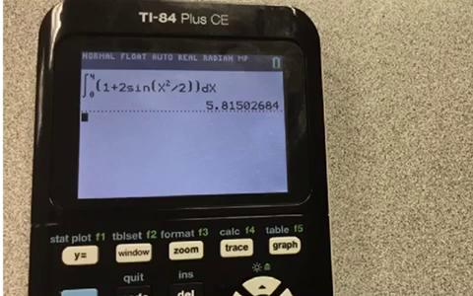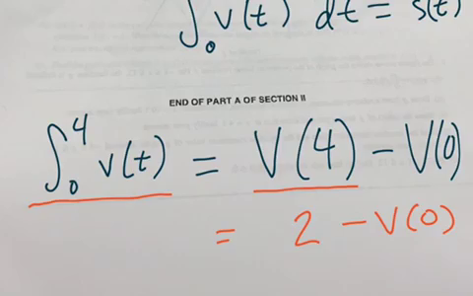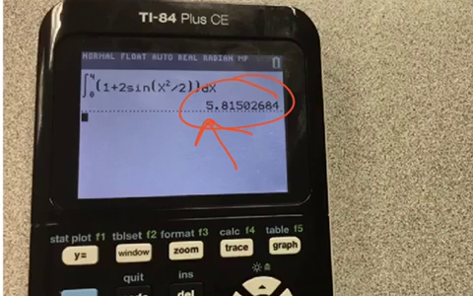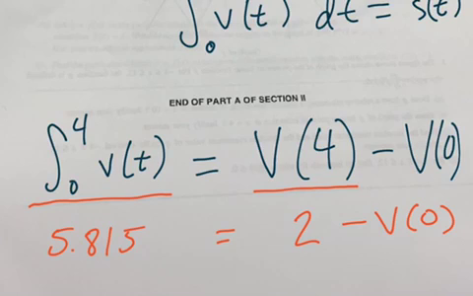So how do I do that? Well, you just type it into the calculator, okay? And it'll give me 5.815. So now I'm going to go over here and put in 5.815. I don't remember if that was the exact number. Yep, it is. My memory's not completely shot.